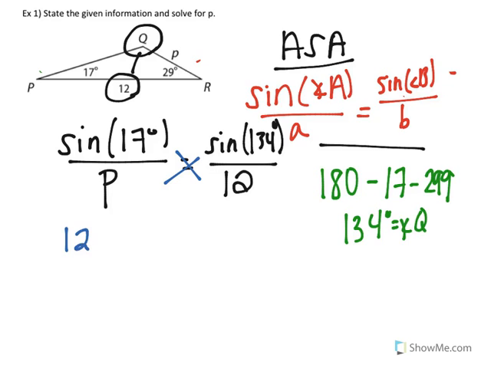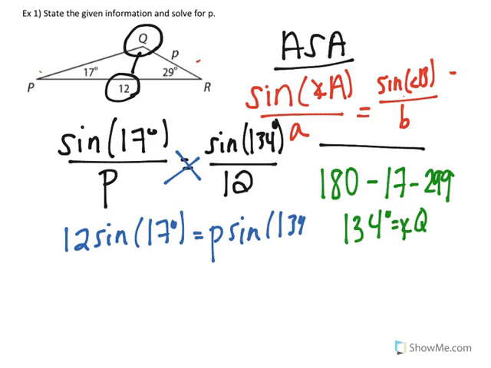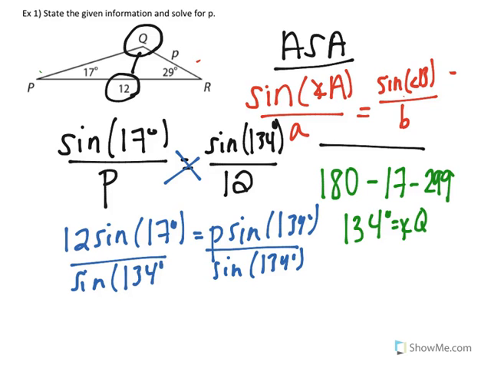So it'll be 12 times sine of 17 degrees equals P times sine of 134 degrees. And I didn't do this until the end, but you can just figure out what all those decimals are if you want, and then get P alone by dividing by sine of 134, or the decimal you found that to be. Okay, that'll cancel. So at the end of the day, if you do 12 sine of 17 degrees divided by sine of 134, you will end up getting that P is about 4.877.